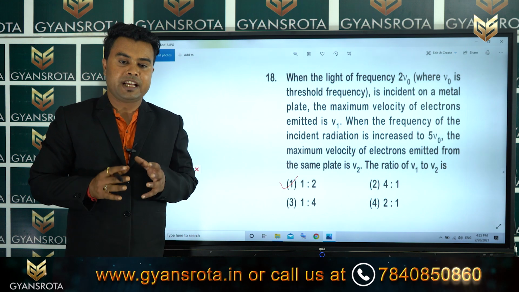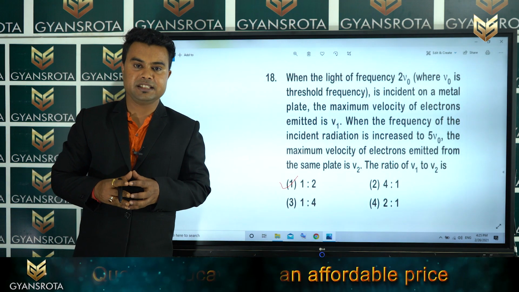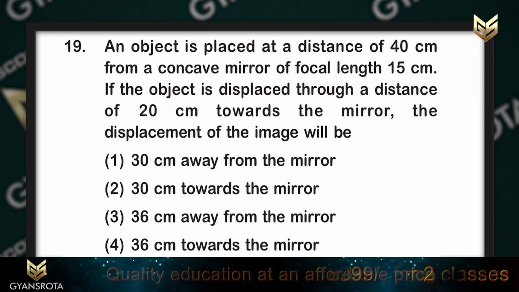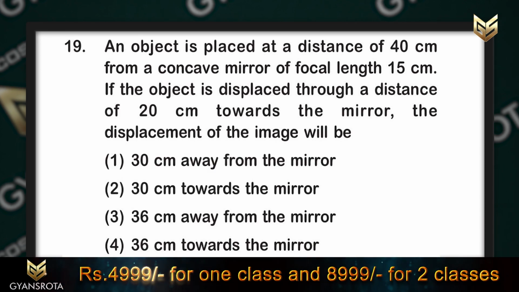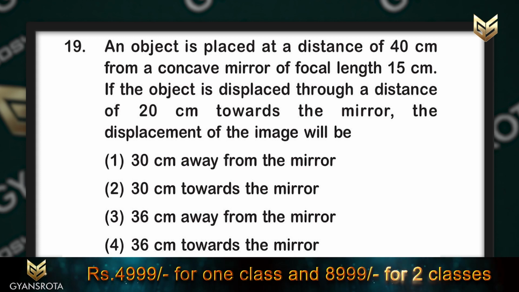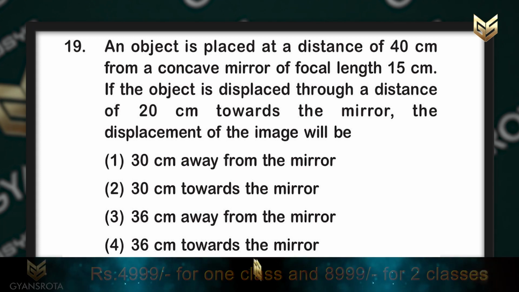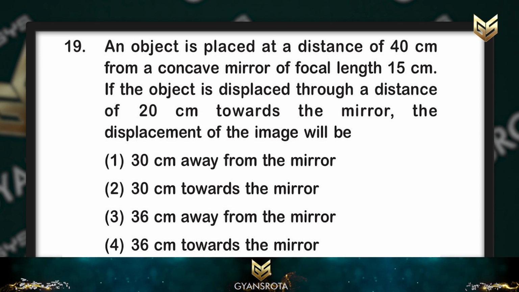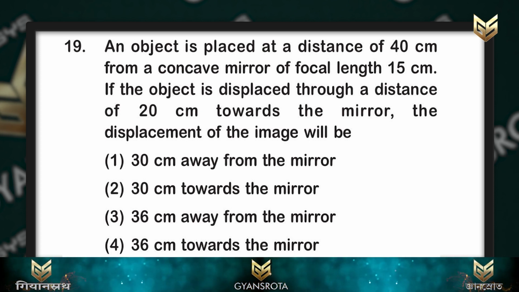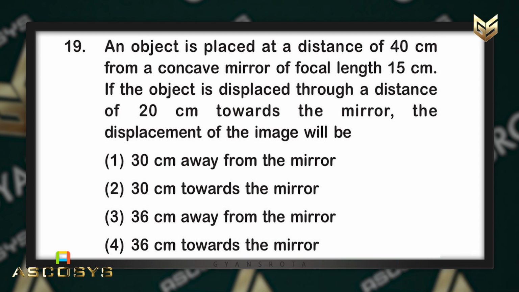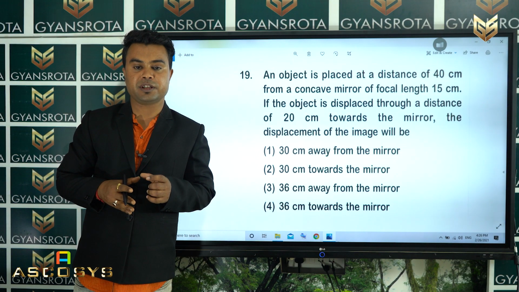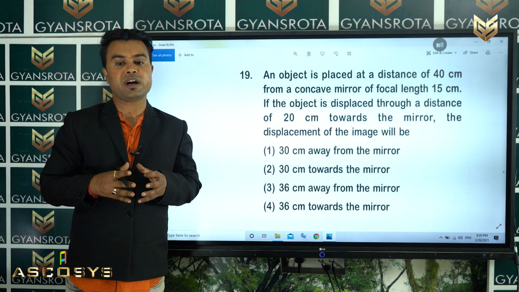Now we'll move to the next question, that is question number 19. An object is placed at a distance of 40 cm from a concave mirror of focal length 15 cm. Now in the second case, it is saying that if the object is displaced through a distance of 20 cm towards the mirror having the same focal length, the displacement of the image will be, means the change in displacement of the image.